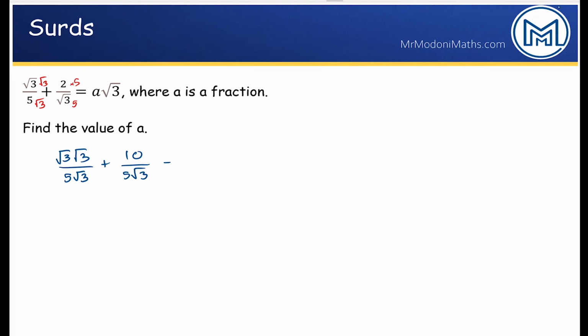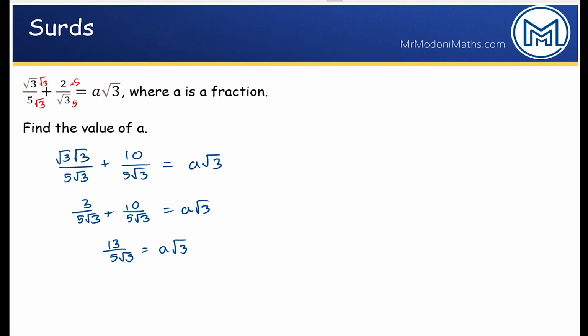Simplifying this further, let's just write down what we have on the right-hand side. So simplifying the left-hand side further, root 3 multiplied by root 3 gets us 3. So we have 3 over 5 root 3 plus 10 over 5 root 3, which is equal to a root 3. Since the denominators are the same, we can add the numerators. That gives us 13 over 5 root 3 is equal to a root 3.